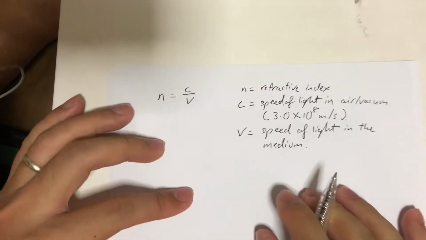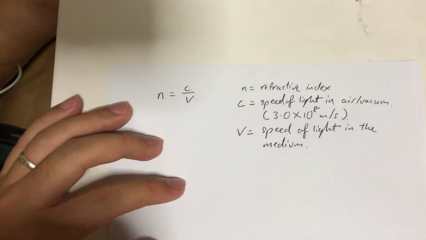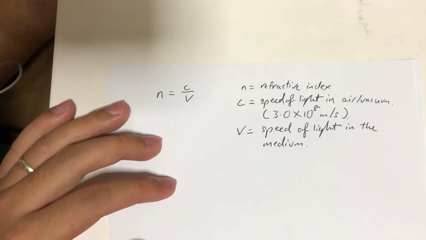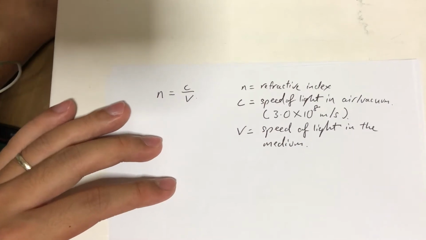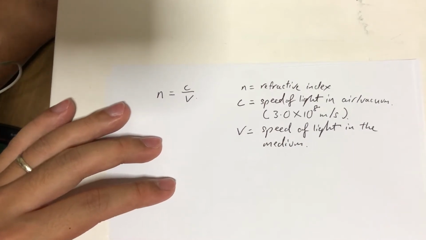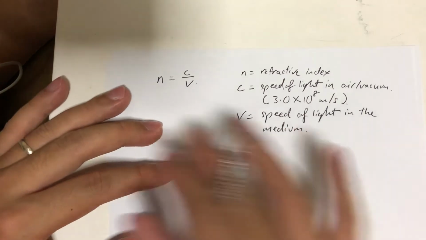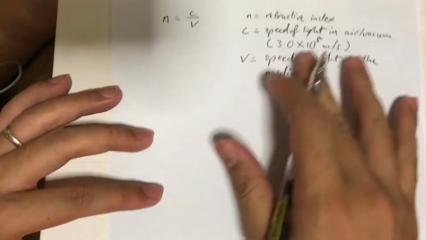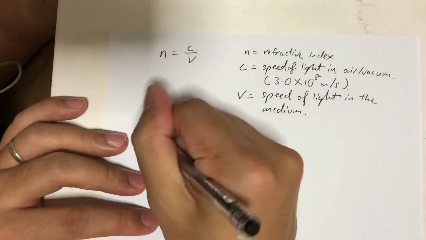Okay, so we have this second formula that can actually calculate the speed of light in the medium itself. How did this come about? It's actually through experiments that we achieved this formula as well. Let me give you an example of how we are going to apply this.